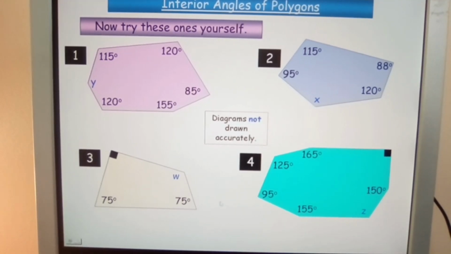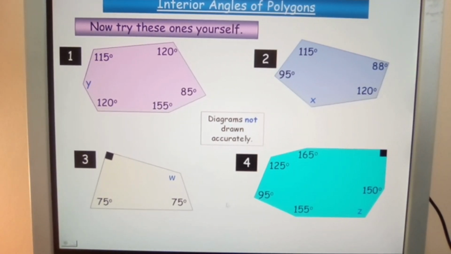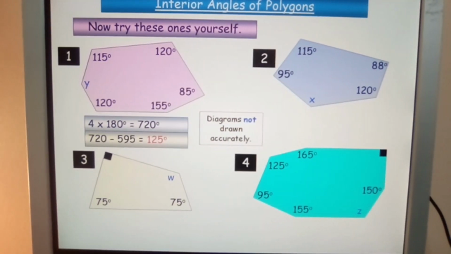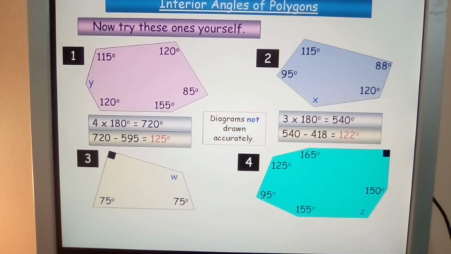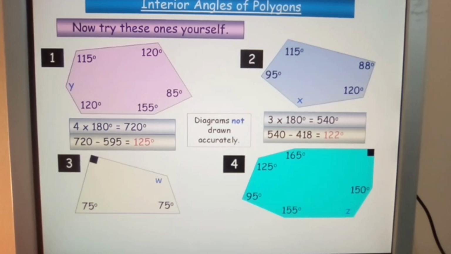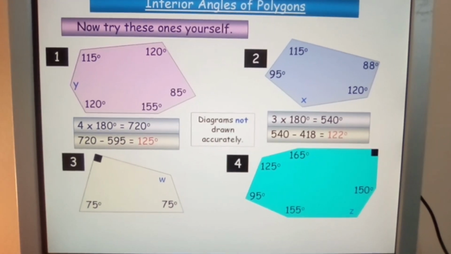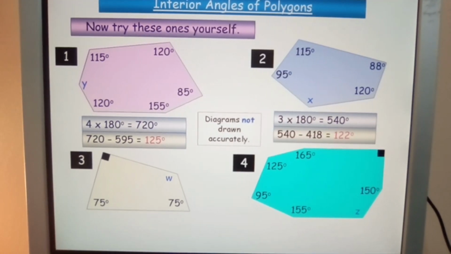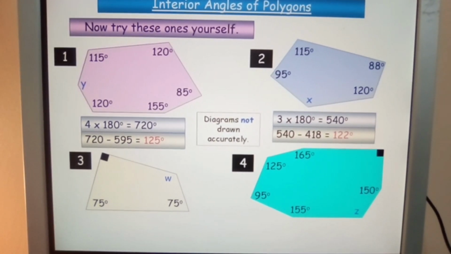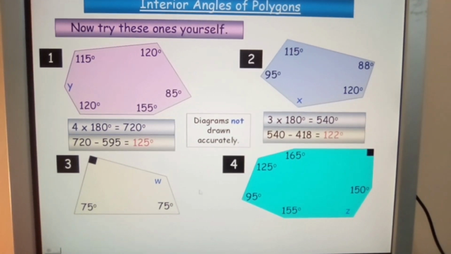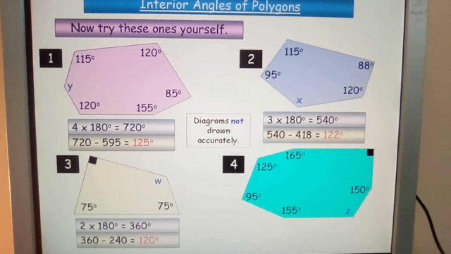Let's just try these for yourself. I won't be doing these for you. These are for you to work out and practice on. Have a go at the others before I continue. Remember that's 90 degrees. That's 90 degrees. Go ahead, try them.